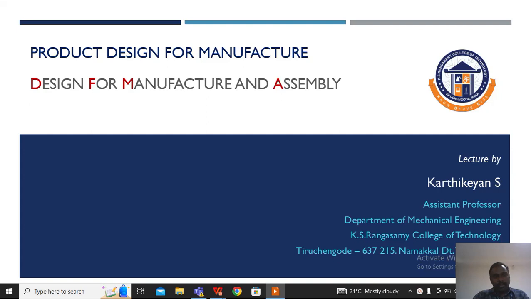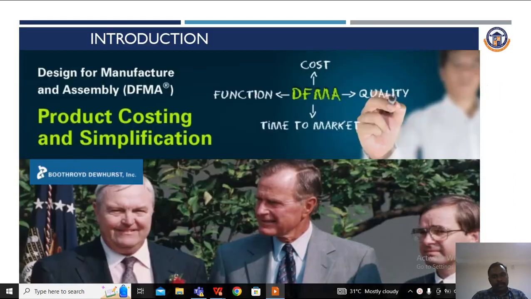In this session, we are going to see design for manufacture and assembly in product design for manufacture. In this lecture, we are going to give some insights about what design for manufacture is, what design for assembly is, and certain guidelines for design for manufacture and assembly. Basically, we can call it DFMA.